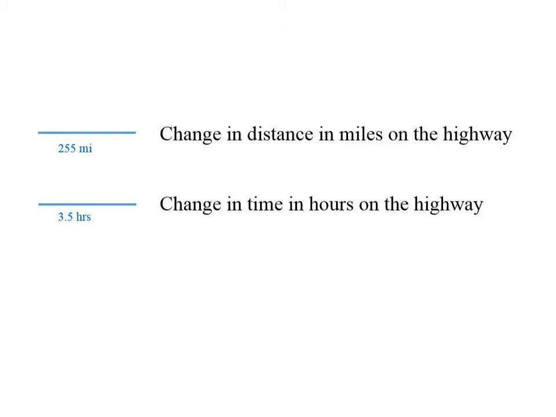Recall that in our earlier work with the Sarah driving problem, Sarah traveled at a constant speed for 3.5 hours while driving 255 miles on the highway. We said that her constant speed meant that for any fractional amount of change in the 3.5 hours time quantity would result in the same fractional amount of change in the 255-mile distance quantity.